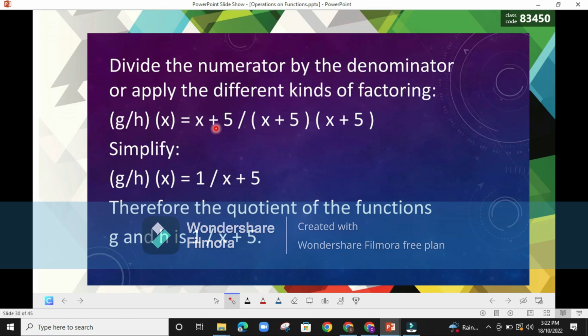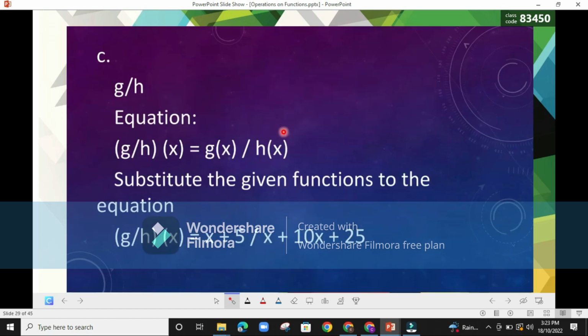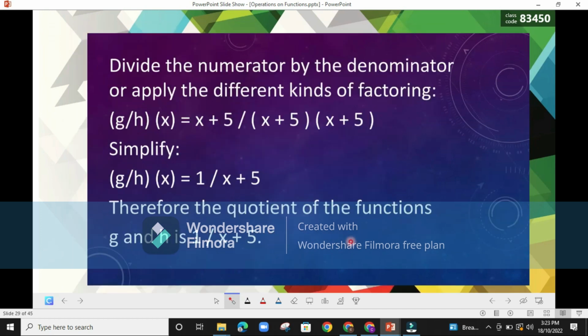We have here x plus 5 and then x squared. By the way, this is x squared, typo error, there is a square here. Plus 10x plus 25 can be factored out as x plus 5 times x plus 5. So you cancel out x plus 5. Then the remaining would be 1 over x plus 5. Therefore, the quotient of the functions g and h is 1 over x plus 5.